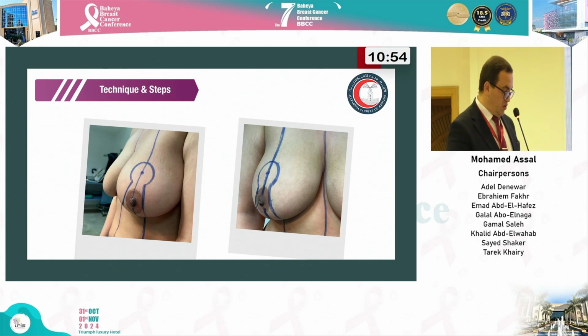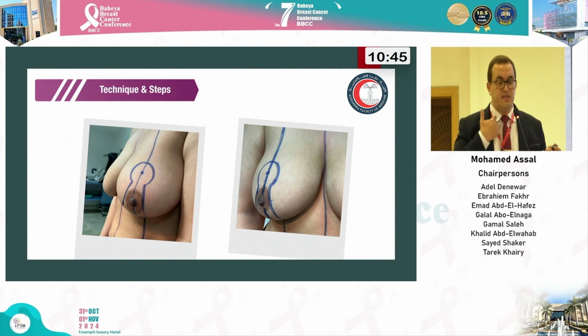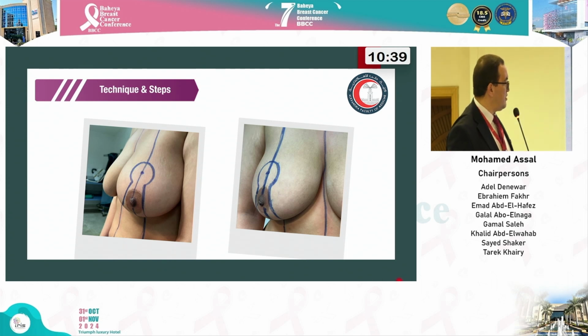We start by drawing 3 vertical lines. First of all, the breast meridian line running from the mid-clavicular point through the nipple to the inframammary line to the mid-inguinal point. First of all, I will decide the future nipple by one of 3 methods.